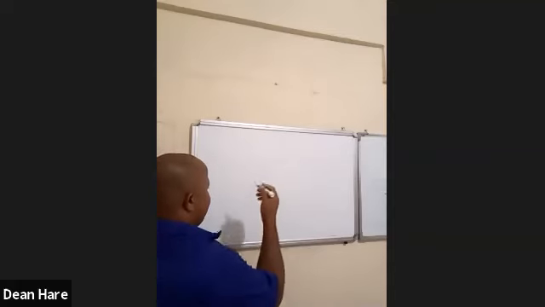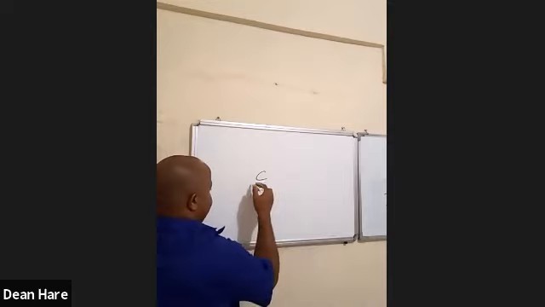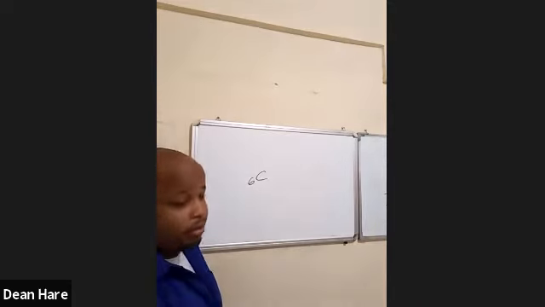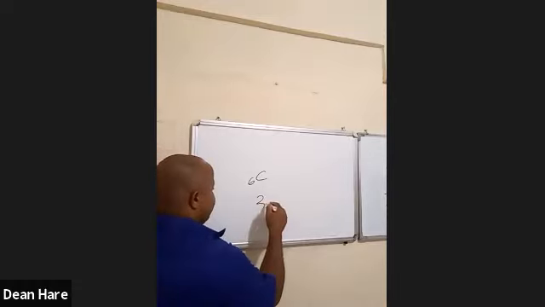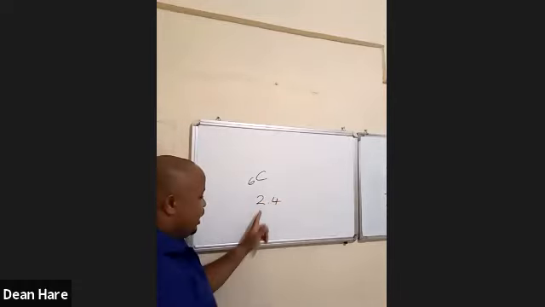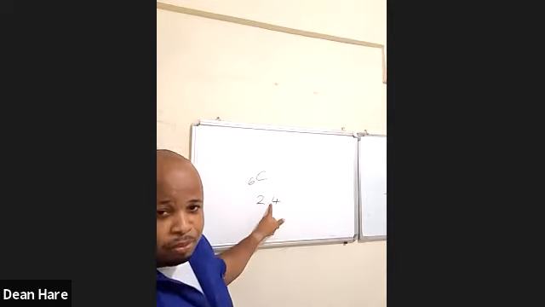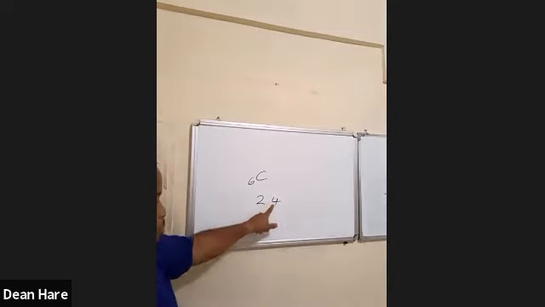All right, so remember carbon, atomic number is 6, right? So the electronic configuration is 2,4, but this is from CSEC, 2,4.